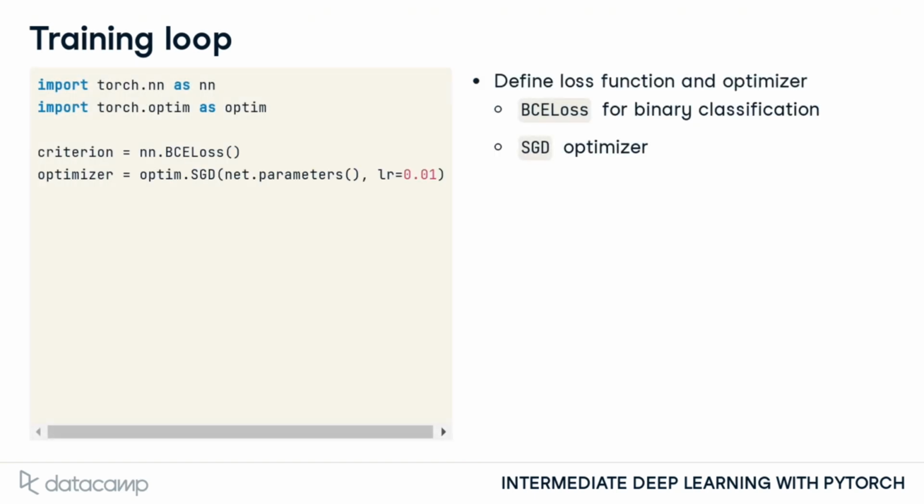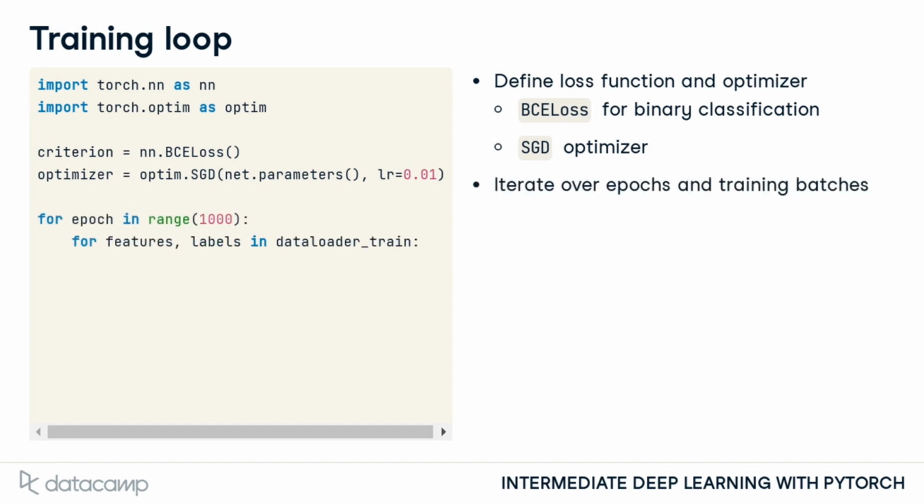First, we define the loss function, conventionally called criterion, and the optimizer. We'll use binary cross-entropy or BCE loss, commonly used for binary classification tasks. We use stochastic gradient descent or SGD as the optimizer and tell it which parameters to optimize. Here it's all of net's parameters. Then we pass it the learning rate of 0.01.